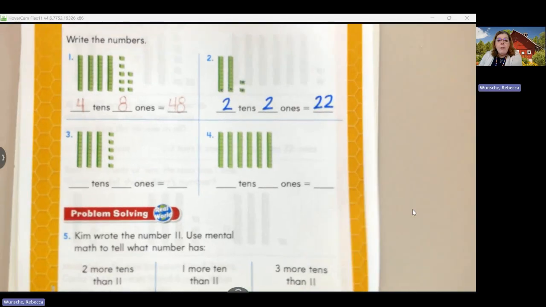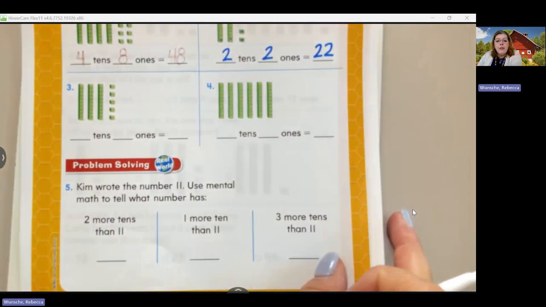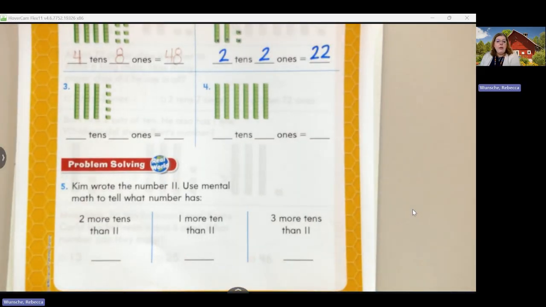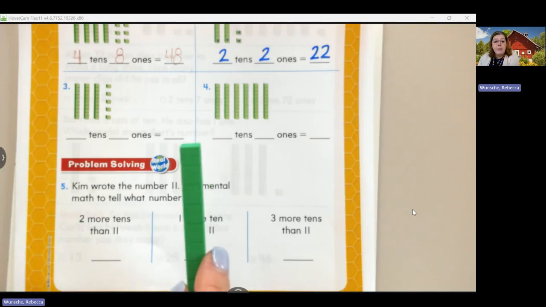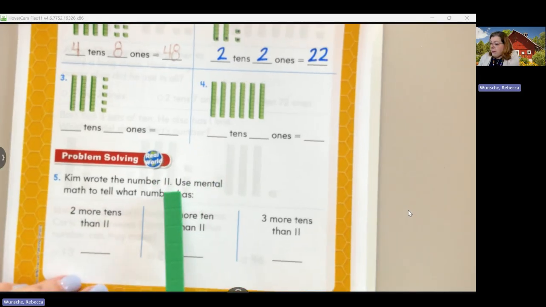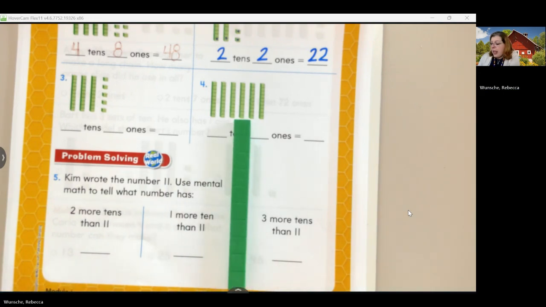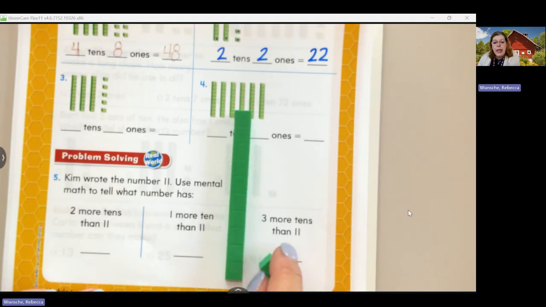Another great way that we can represent this with objects and pictures is to use something like our example at the bottom. It says that Kim wrote the number 11. This says to use mental math, but we're actually going to model this and show what we know with our objects, our base 10 blocks. So she wrote the number 11. When I see the number 11, I see 1 ten and 1 one. So I'm going to model that number 11, 1 ten and 1 one.